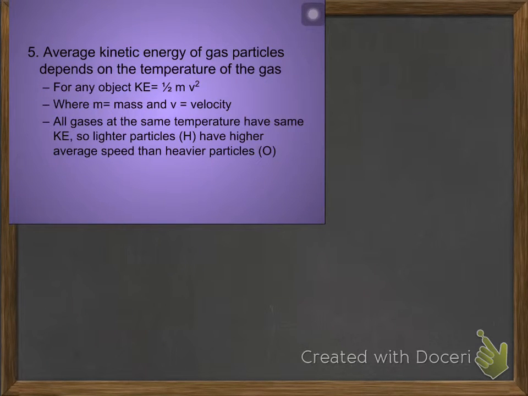And the last assumption that we make about gases, when we talk about them in light of kinetic molecular theory, is that the average kinetic energy of gas particles depends on their temperature. So, if you recall, for any object, whether it's a brick, a cloud of oxygen gas, a lump of lead, or a nice pond full of water, kinetic energy is equal to 1/2 the mass times the velocity squared, where m is mass and v is velocity.